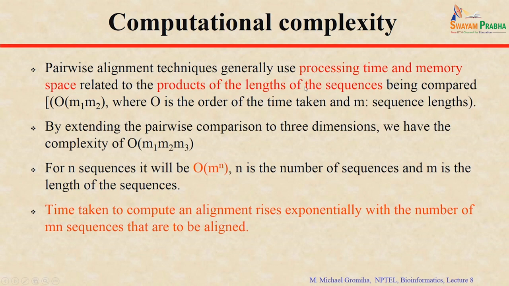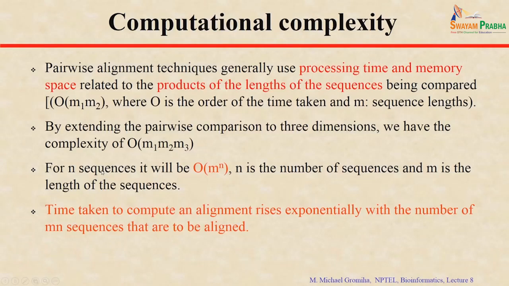If you increase the number of sequences, it will take more time to align all the sequences and make a consensus one. So, we extend this pairwise comparison to 3 sequences, 4 sequences, 5 sequences, and the complexity increases. If there are n sequences, then the complexity is very high, and the time taken to compute the alignment is also very high. Then how do we tackle the situation?